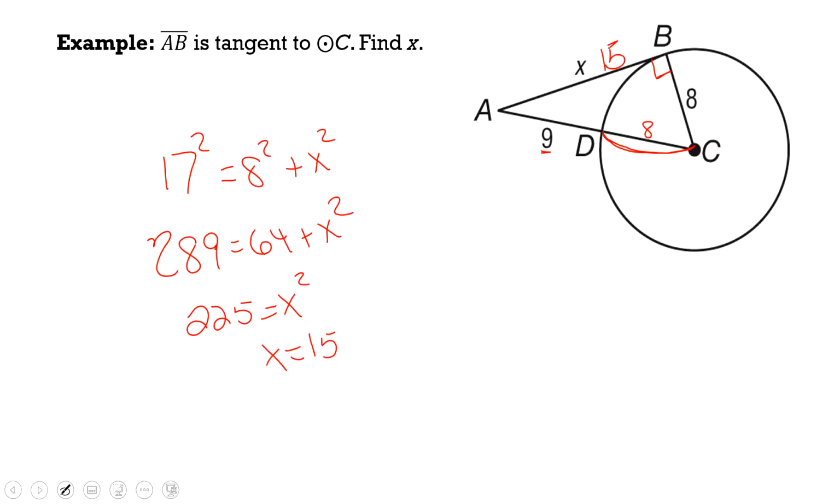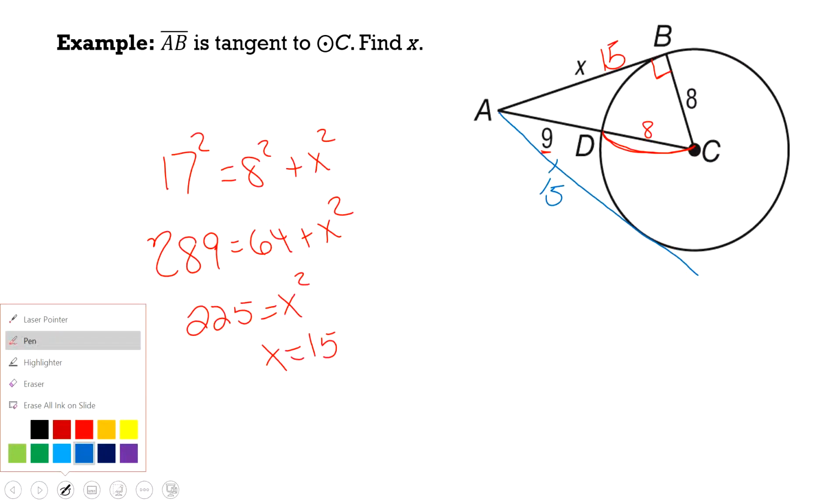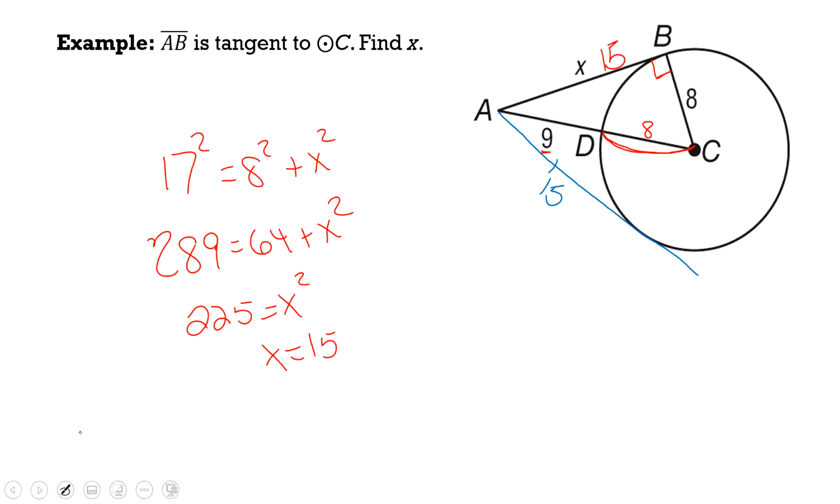Again, if we had another point of tangency from point A, we know that side is going to be 15 as well from our rules. I'll draw it in blue if we had it. I know now that here is 15 units as well because a tangent has to equal the other tangent from point A. Does everybody remember that? Kind of makes sense?